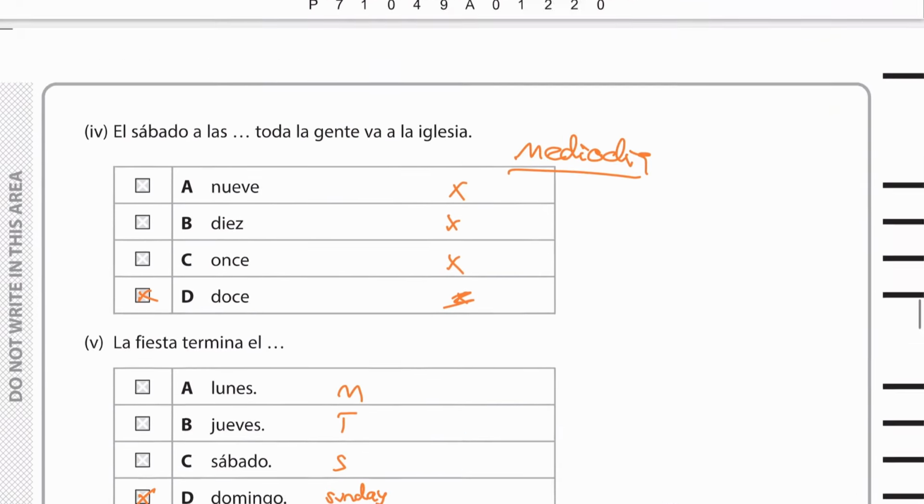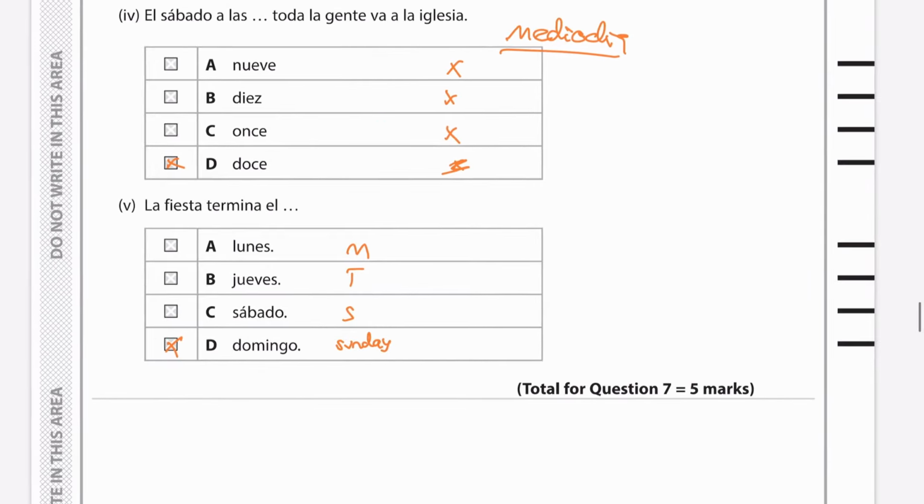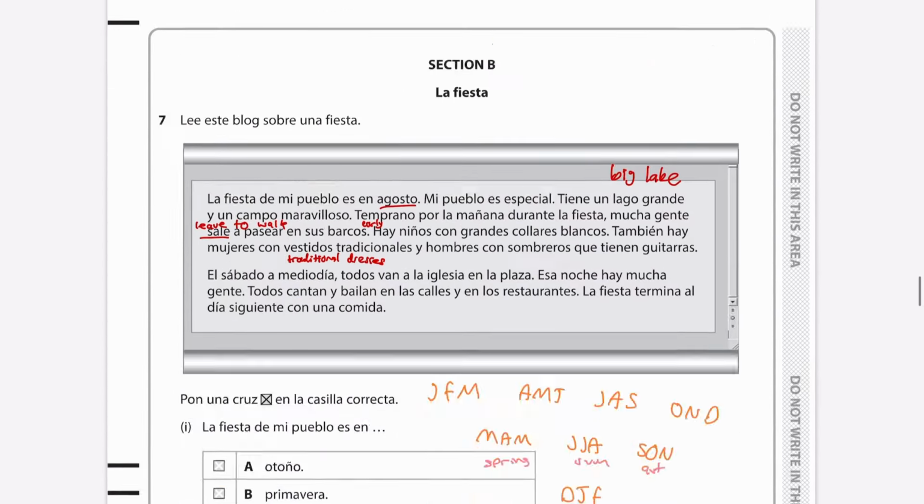Okay, so it ends the day after and the Sunday. Okay, we're done with this question. I think this question was a little tricky, a little bit weird as well. But we must be ending soon.